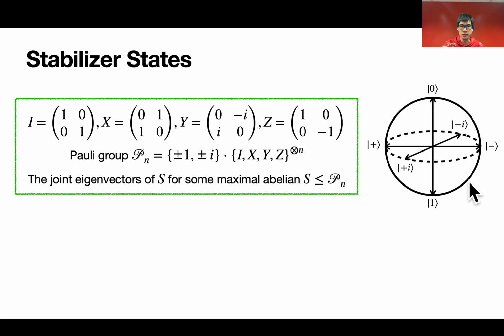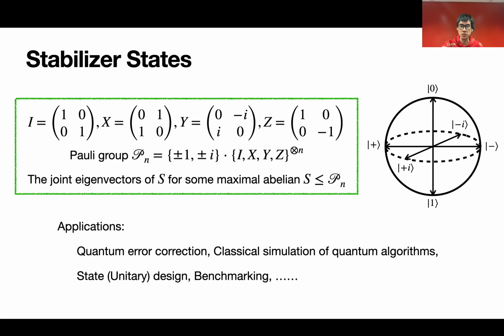The reason we care about stabilizer states so much is that they have a lot of applications in quantum computing, such as quantum error correction, the classical simulation of quantum algorithms, and also state design. They are very good for state design, and you can also use them for benchmarking.